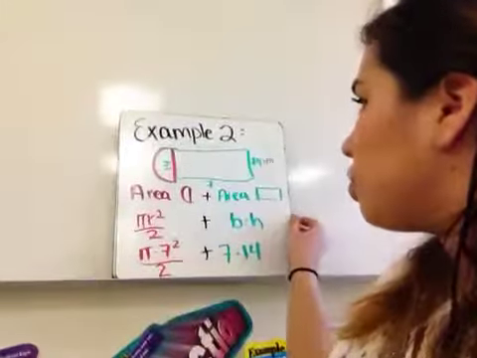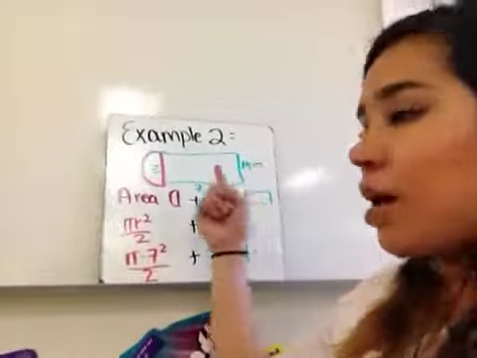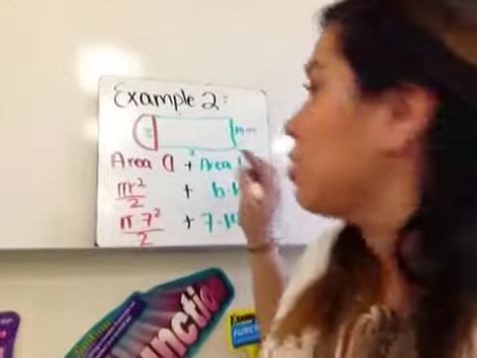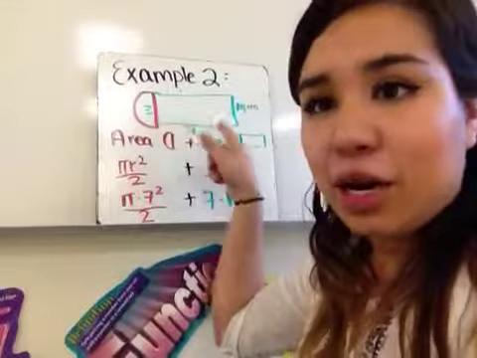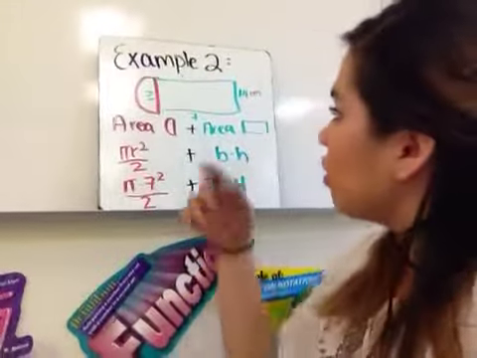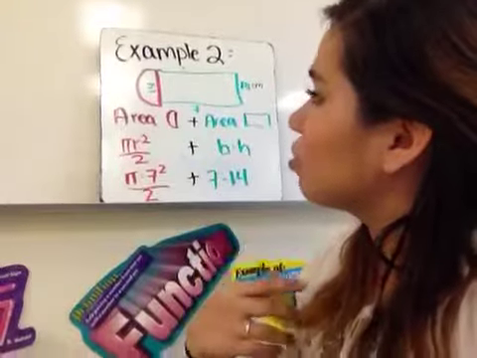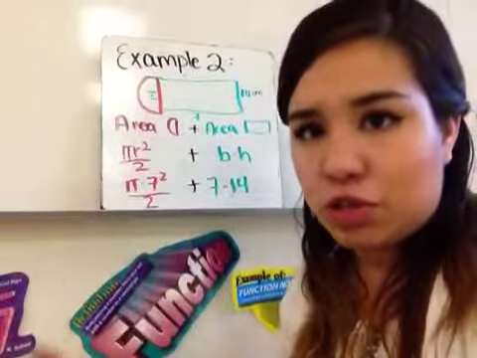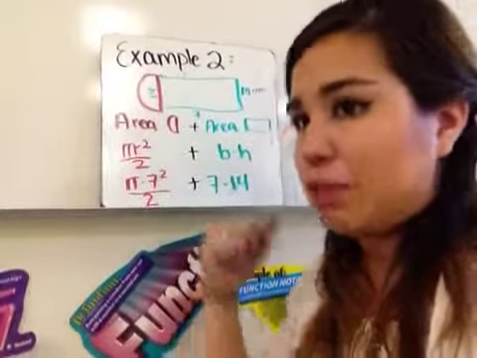Let's go ahead and look at example 2. In example 2, we have two shapes that have been joined together. We have a half circle and a rectangle. They've been joined together, so I want to find the area of this together. To find the area of the half circle, if you find the area of just a circle and split it in half, we'll be able to solve this.